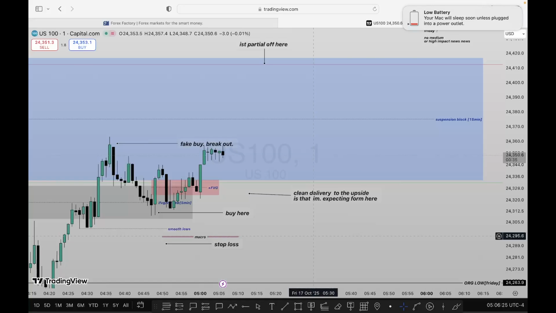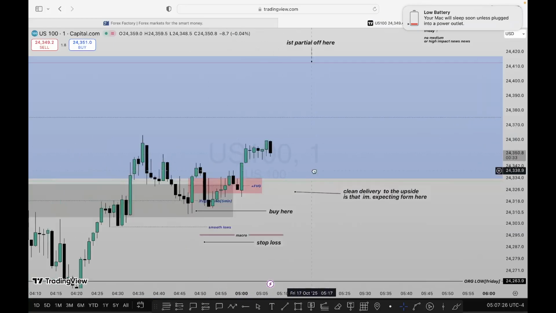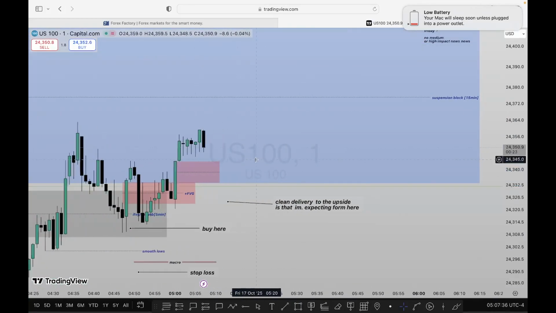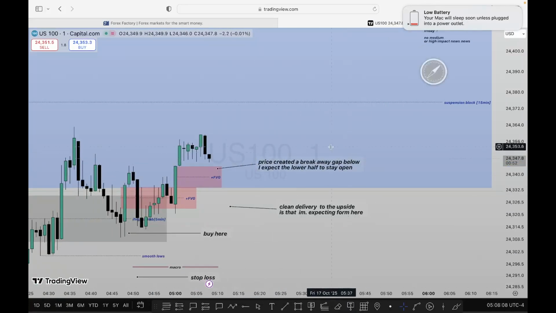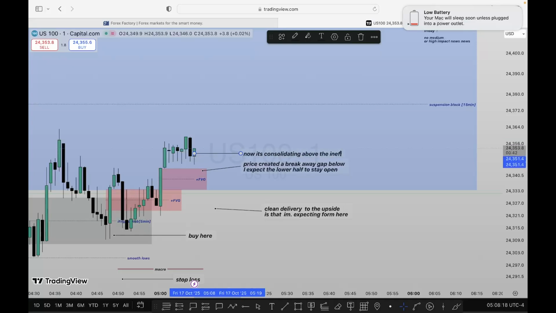Oh man, price was consolidating above an inefficiency, which I was already even considering a breakaway gap. So to me at this point in time, I was seeing it as strong bullishness, and this reverse to the downside after consolidation. Price cannot reverse. If it reverses, it's a trap. That was what I was thinking about. Consolidation, price will not retrace. If it retraces, it's a trap.